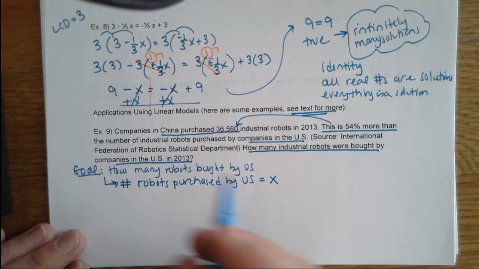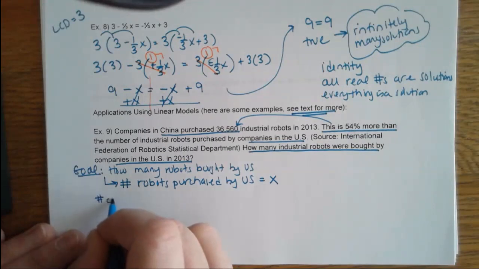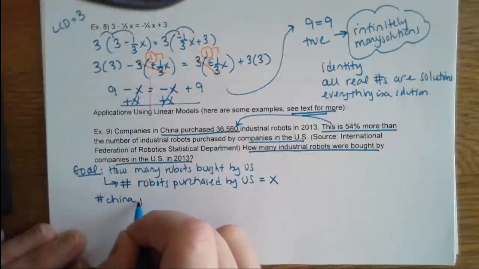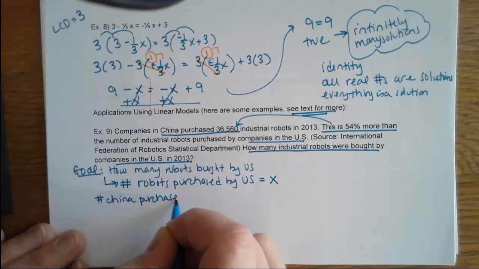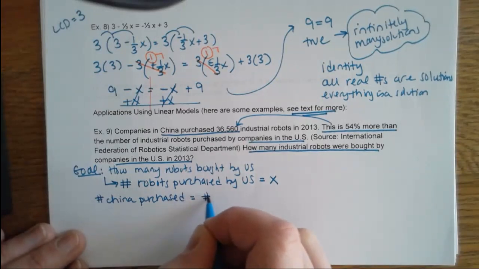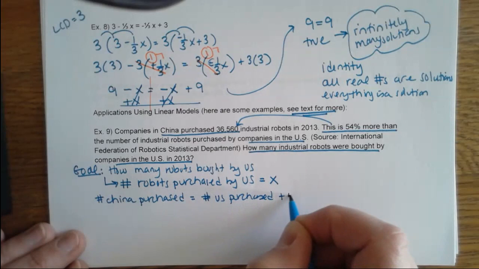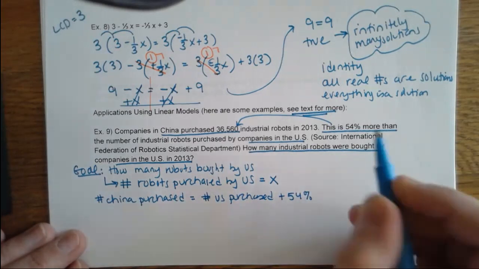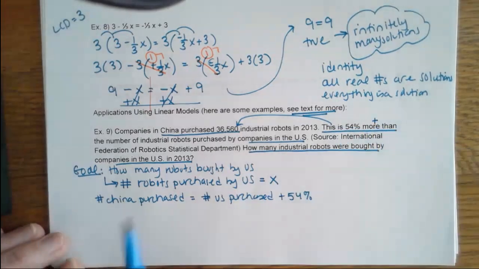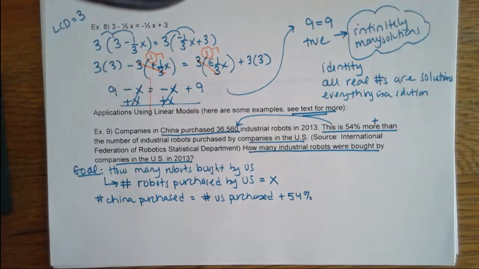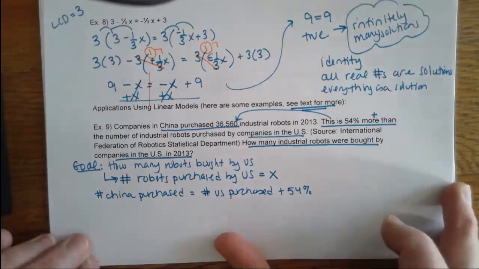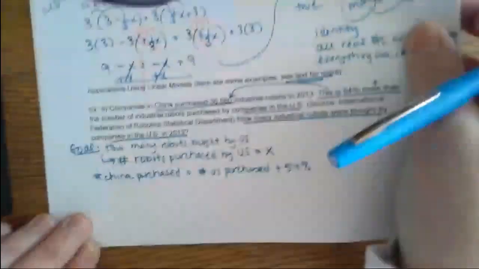So kind of breaking this down, the number that China purchased is the number that the US purchased, but plus 54%, right? Because it's 54% more than. More than means to add. So whatever the US purchased plus 54% is what China had purchased. And again, I like to write words first.